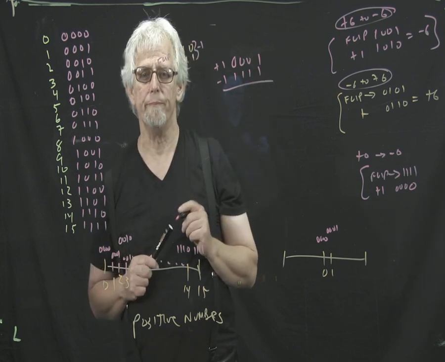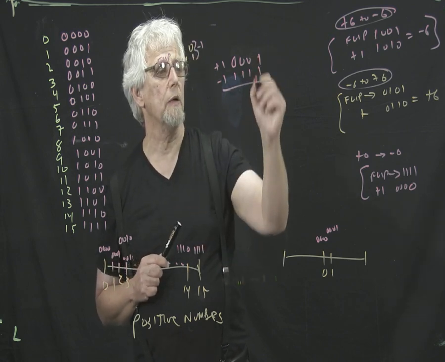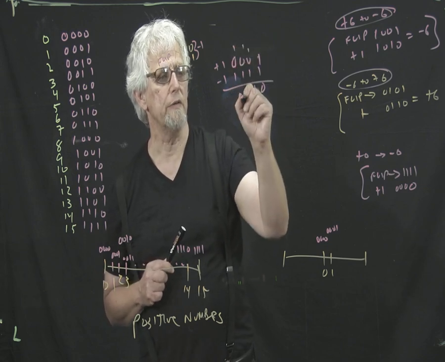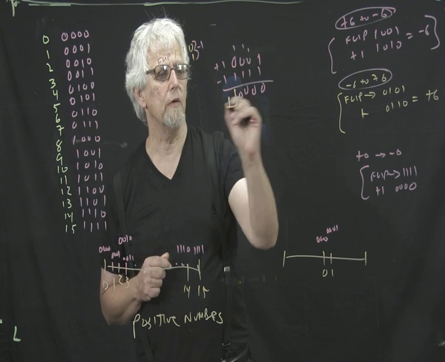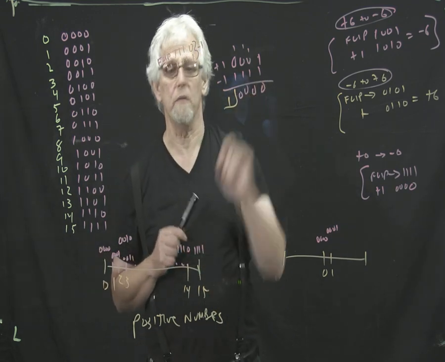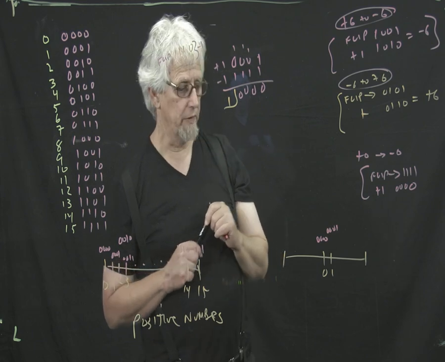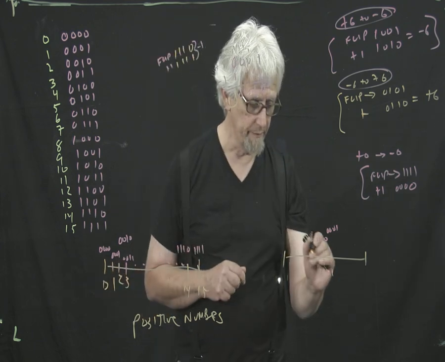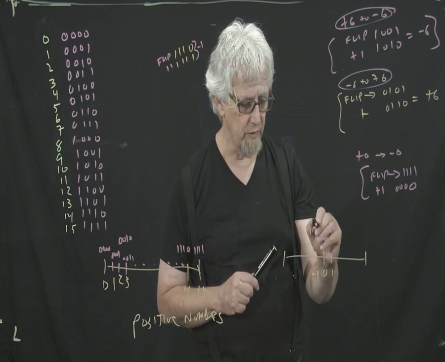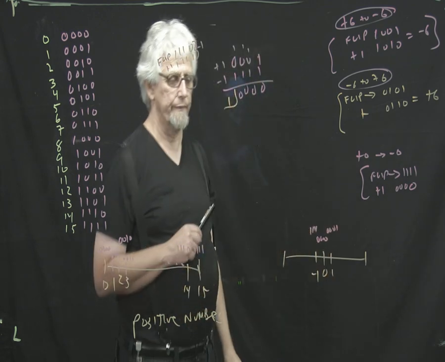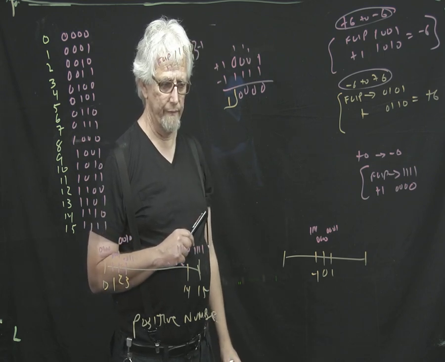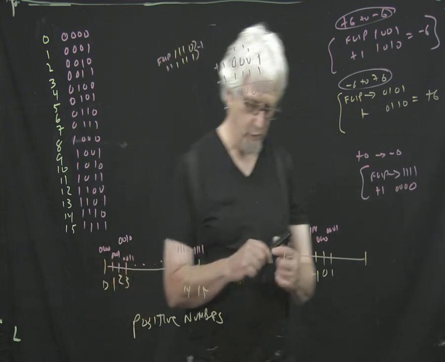We add them. 1 plus 1 is 0, 1 to carry, 0, 1 to carry, 0, 1 to carry, 0. And we get 1 here, which we can get rid of. Okay? So this is legitimately minus 1. Minus 1 was 1, 1, 1, 1.